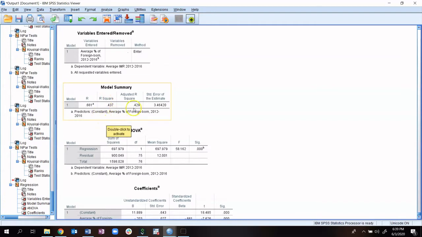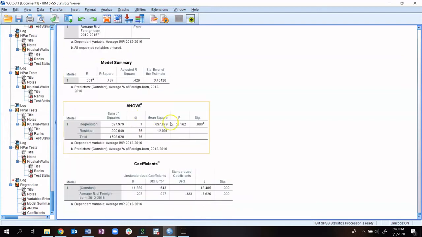Now, our coefficient here is 0.429, and what that is saying to us is about 43% of the variation in infant mortality rates at the community level is explained by community percentages of foreign-born residents. It's kind of interesting.